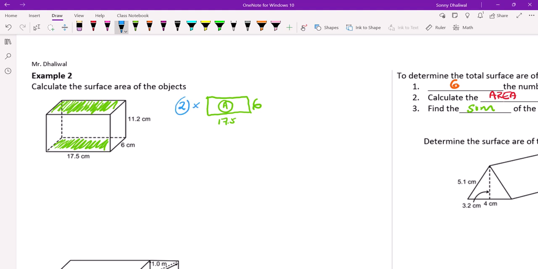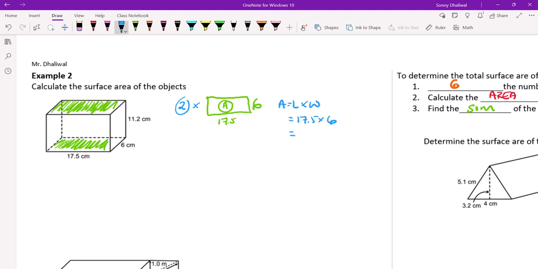Doesn't it get replaced here, and these two sides too, because they're the same, still the same? They're not the same. They're different sizes. We'll look at it. So here, let's do the calculation. Area is equal to length times width. 17.5 times 6. What do we get? 17.5 times 6.